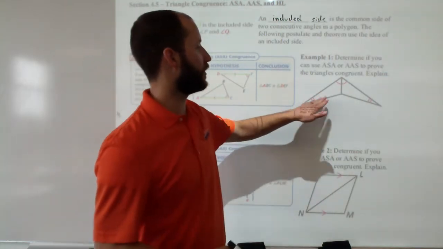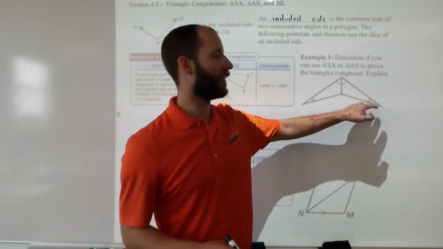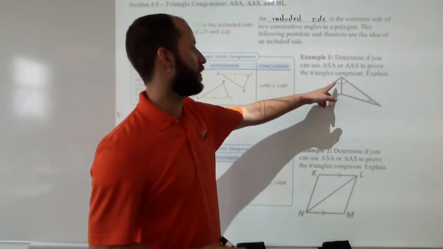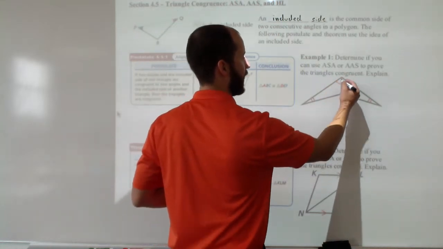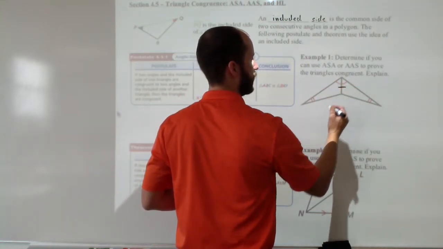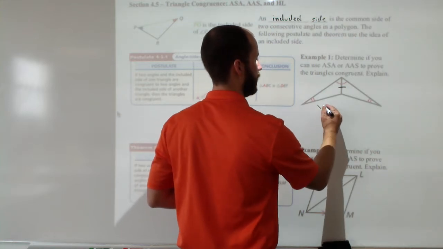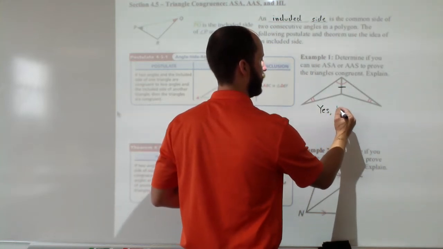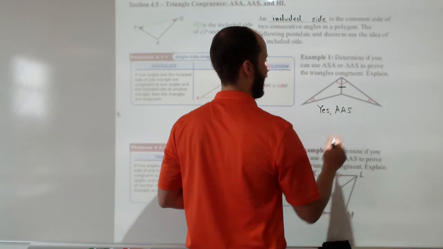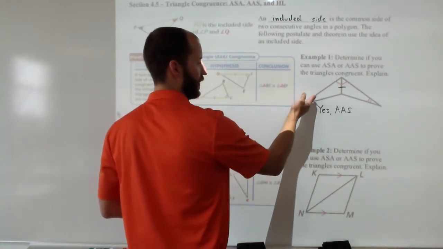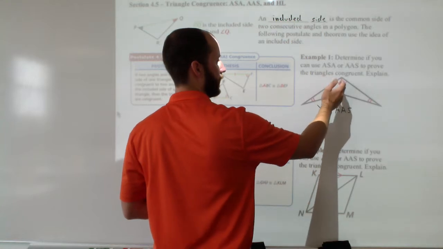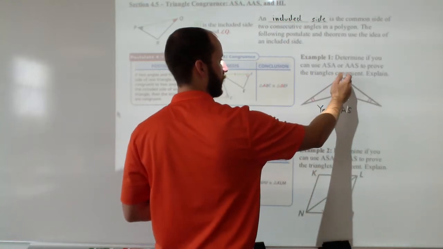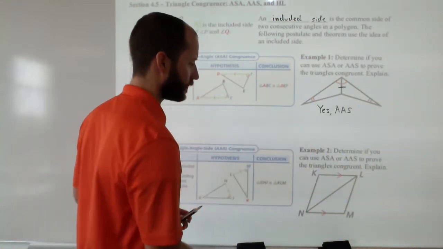We have a pair of congruent angles here with two arc marks. Ha! I got it right this time. We have a pair of congruent angles here with one arc mark. And then we do have a side that's shared. So that's the reflexive property right there. So yes, we can use angle angle side because we have two angles and a side: two arcs, one arc, and a tick.